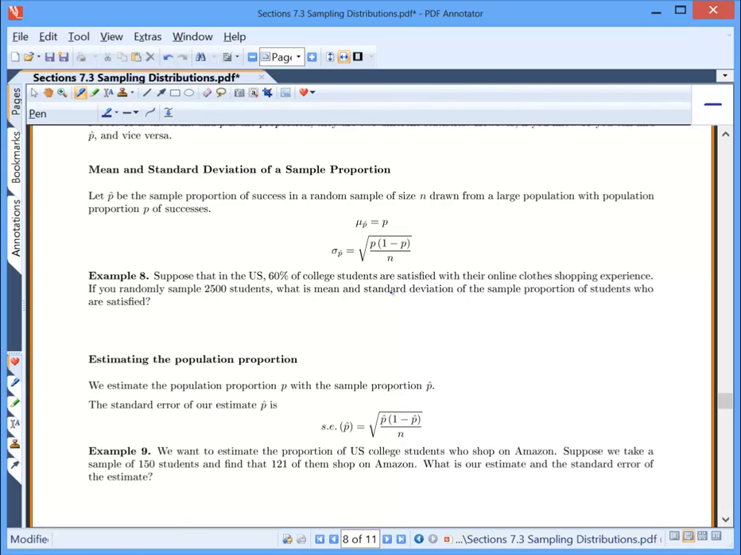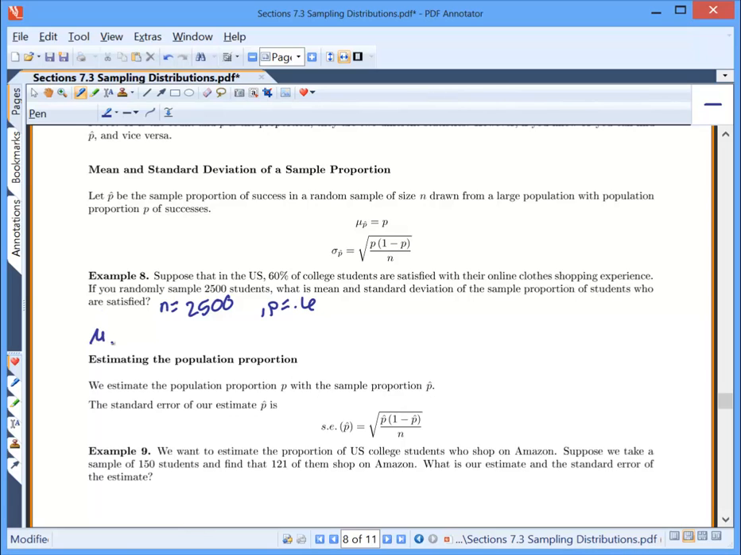Okay. So example 8, suppose in the US 60% of college students are satisfied with their online clothes shopping experience. If you randomly sample 2,500 students, what is the mean and standard deviation of the sample proportion of students who are satisfied? So start with, what data did they give me? n equals 2,500, p equals 0.6.